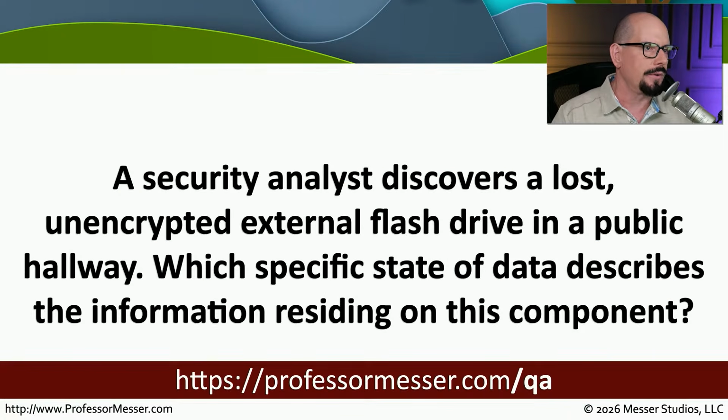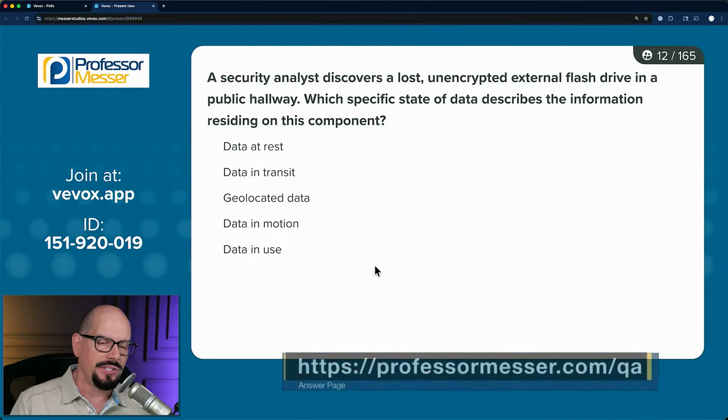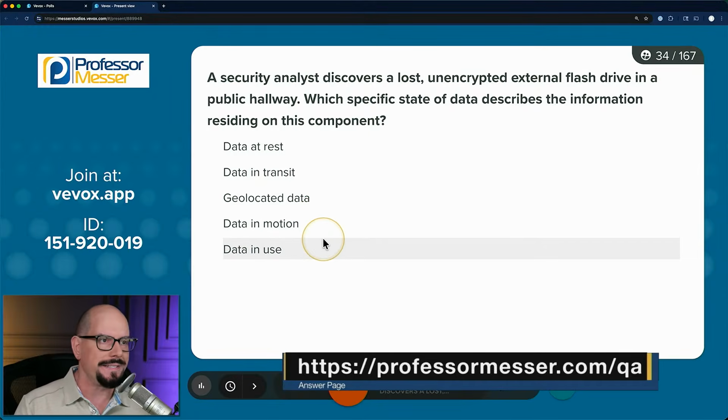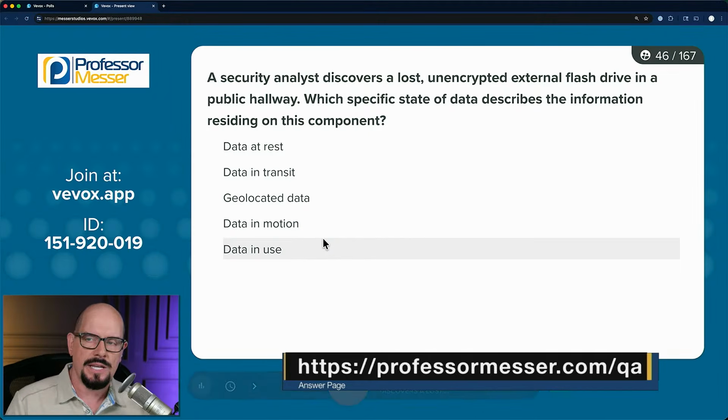The next question I have for you is this one. A security analyst discovers a lost, unencrypted external flash drive in a public hallway. Which specific state of data describes the information residing on this component? Is that data at rest, data in transit, geolocated data, data in motion, or data in use? It's got to be one of these, right?